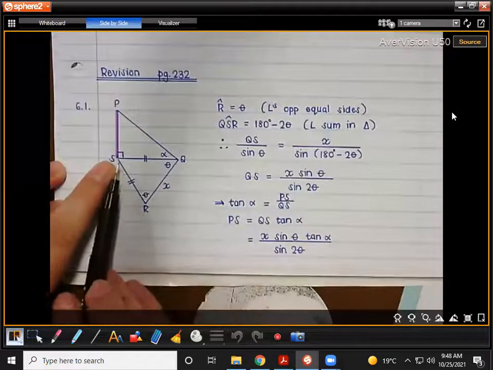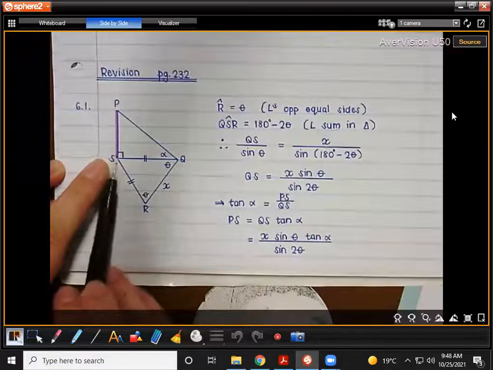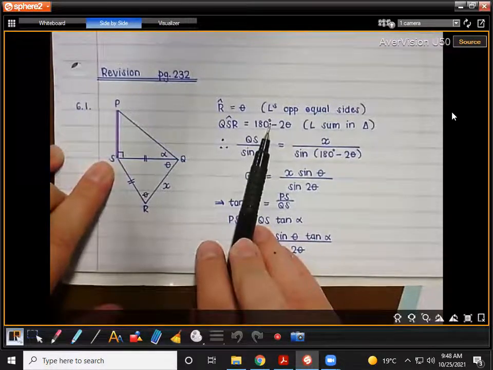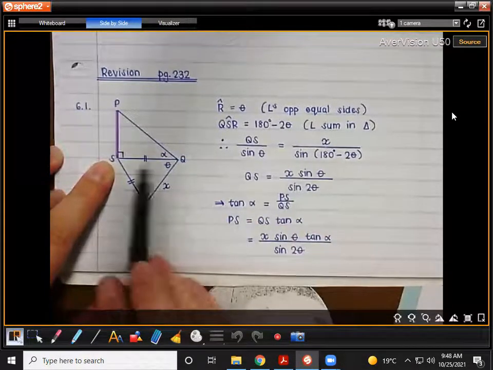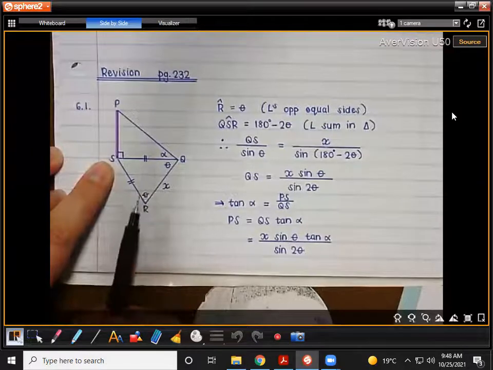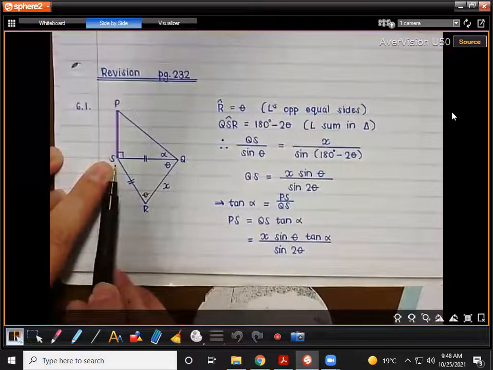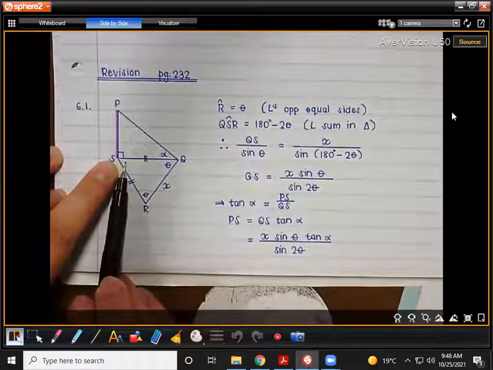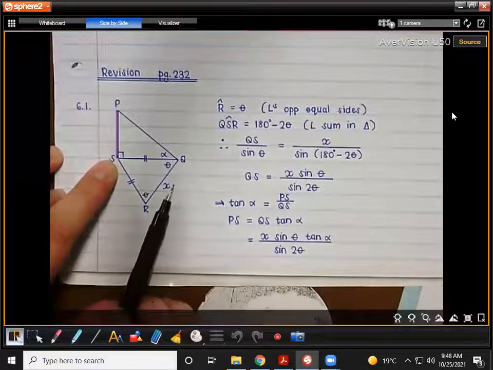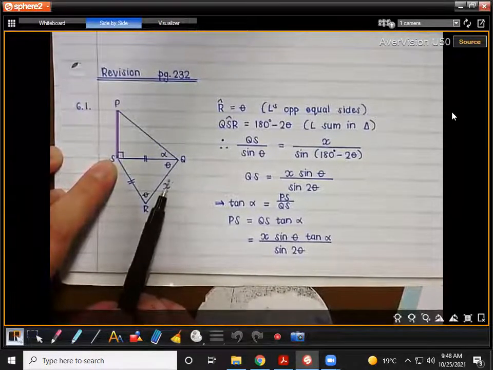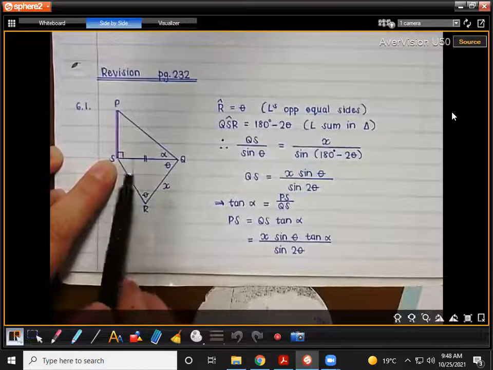Then I said that QSR is again 180 minus 2 theta because of angle sum in a triangle here. So 180 minus theta gives you that one. And guys, the reason for me calculating that angle is because I have the opposite side. So if I want to use sine rule, I need that pair, right?